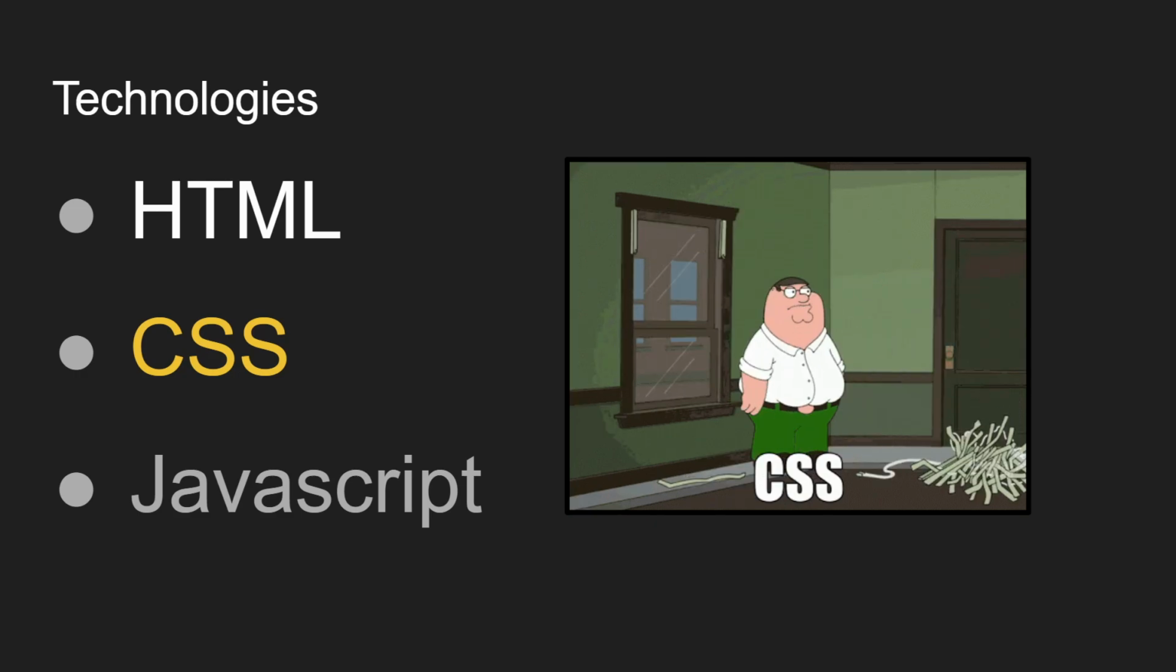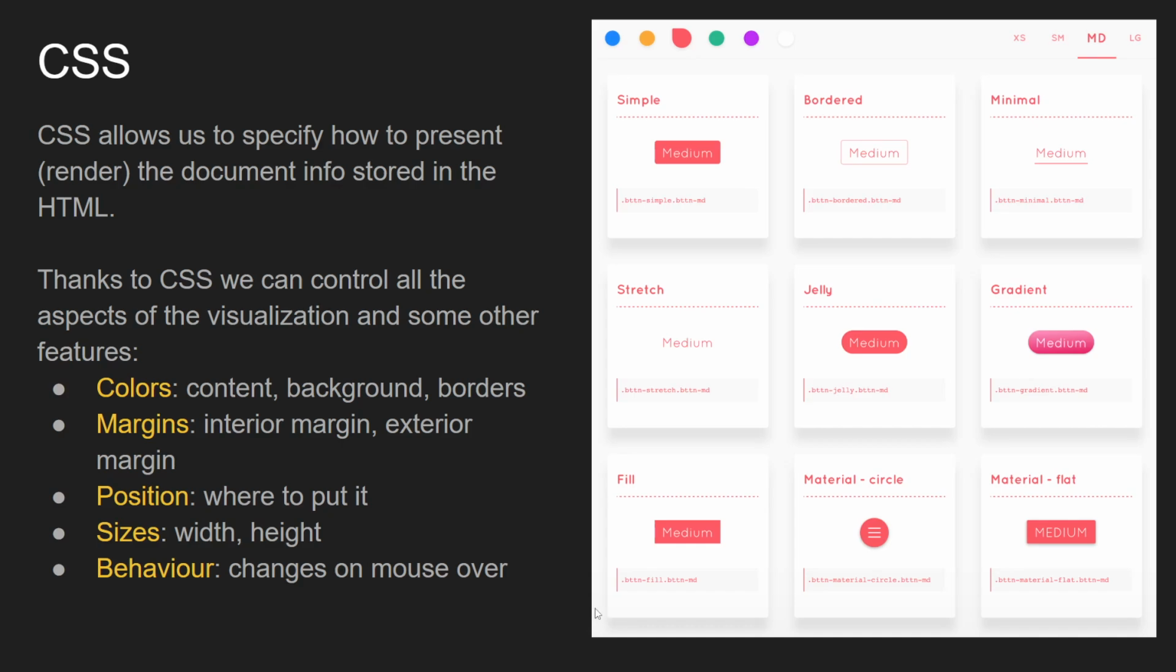Today we're going to be talking about how to code with CSS. So CSS allows us to specify how to present and render the document info stored in the HTML. And thanks to CSS, we can control all the aspects of the visualization and some other features. This includes colors, which can be for content, background, and borders, margins, interior margin, exterior margins, the position, where to put it, the sizes, width, height, and the behavior, and changes on the mouse over time.